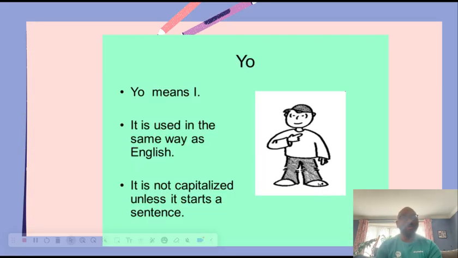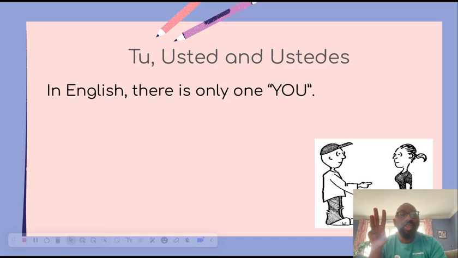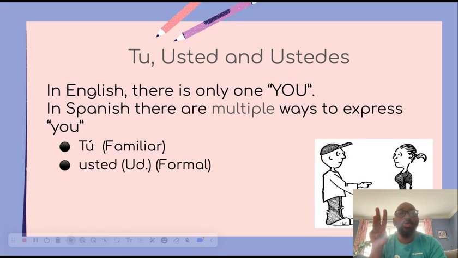Yo is the pronoun that we use to talk about ourselves. So anytime you want to talk about yourself or say I, you are going to use yo. In Español, we have three forms of you. So in English, while we might only have one, in Español, we have our informal, our formal, and our plural form of you.